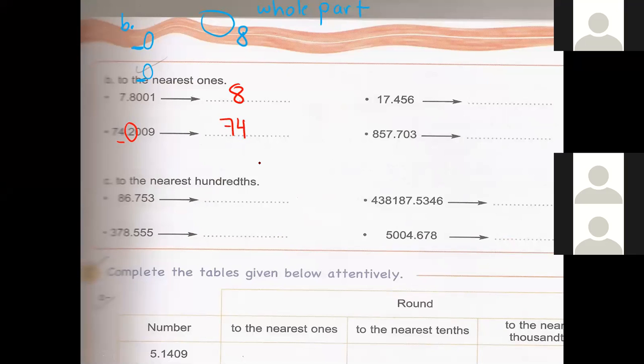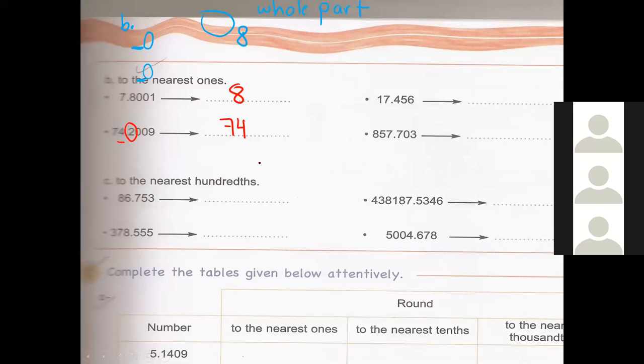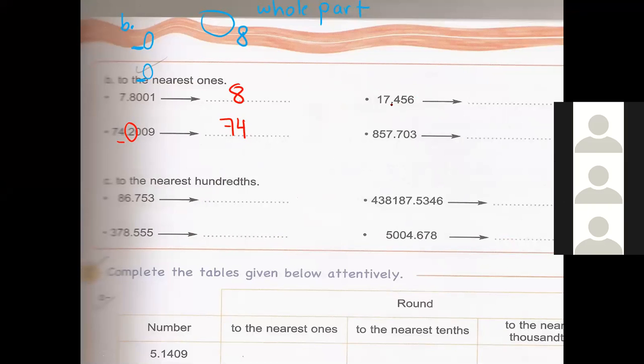Now Fatima Qurani. I finish all the questions. Yes, teacher. 17.456. We underline 7 and we circle 4.